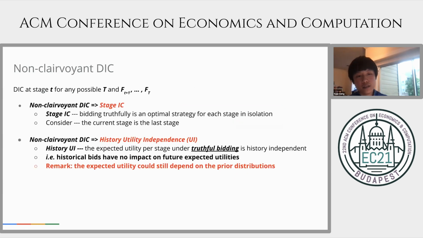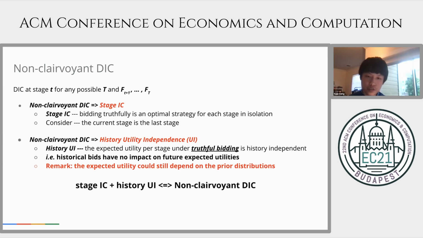We would like to highlight that although history UI requires that the expected utility should be independent of the buyer's past bid, the expected utility could still depend on the prior information on the SNT level, and we will leverage this fact extensively in the design of our competitive mechanisms. And moreover, it's not hard to see that stage IC plus history UI is an if and only if characterization of non-clairvoyant DIC.